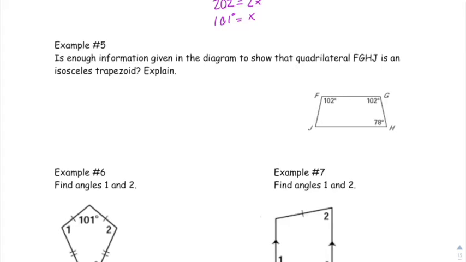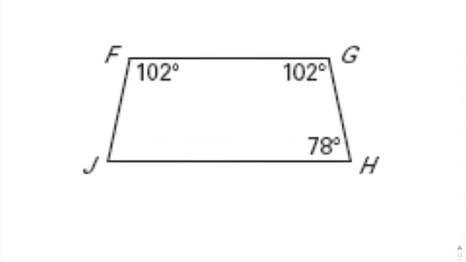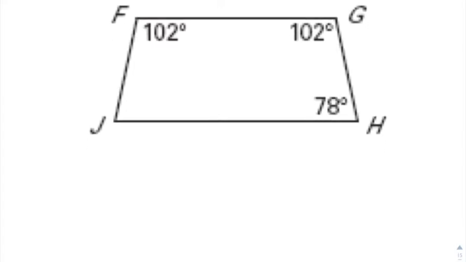Is enough information given in the diagram to show that the quadrilateral is an isosceles trapezoid? So let's look here at your angles. So we know it's a quadrilateral. We don't know anything about the angles. We can see that those two are congruent. So something already weird is kind of going on there. So this might be a special case. Not sure. But we know that they all need to add up to 360.